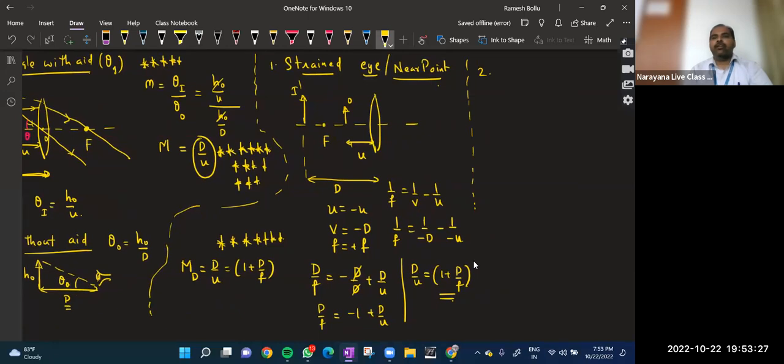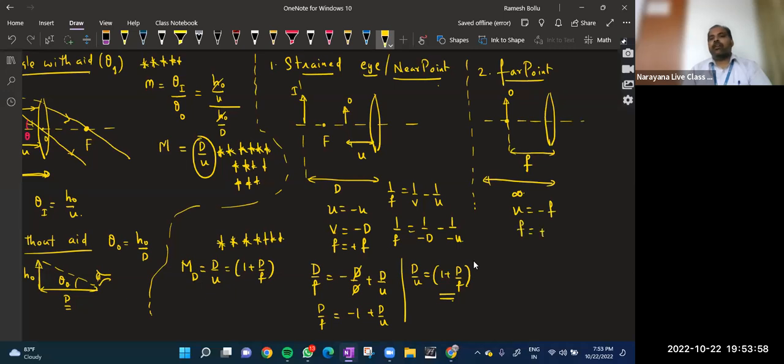What is the second state of the eye? Far point. To accomplish the image at the far point, I mean infinity, compulsory, where do you have to keep your object? Tell me, students, compulsory at the point of focus you have to keep. Correct? So that the image will be formed at infinity. Understood or not understood? So U value how much? Minus F. Focal length value plus F. And image distance how much, friends? Undefined, no? But the formula 1 by F equals 1 by V minus 1 by U, with 1 by infinity meaning 0, gives minus 1 by U.